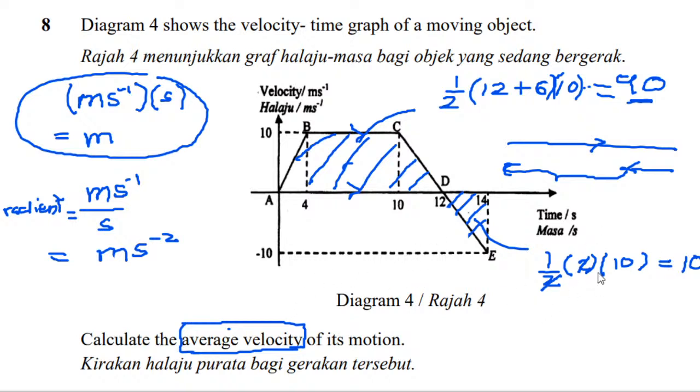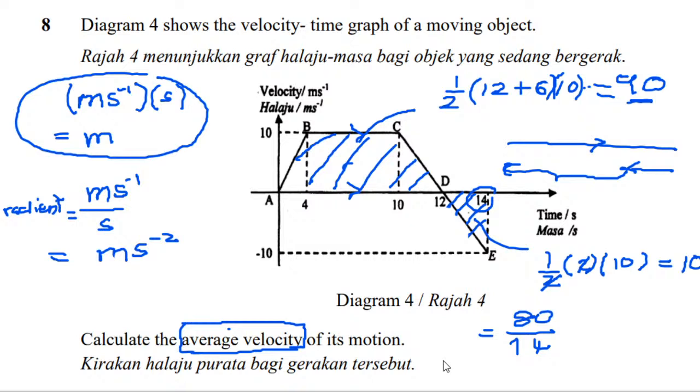So 90 minus 10 is 80, right? So 80 divided by total time, which is 14. That will be the answer. Okay, this will be the answer. Can? Yeah, we minus because the question asking about average velocity.